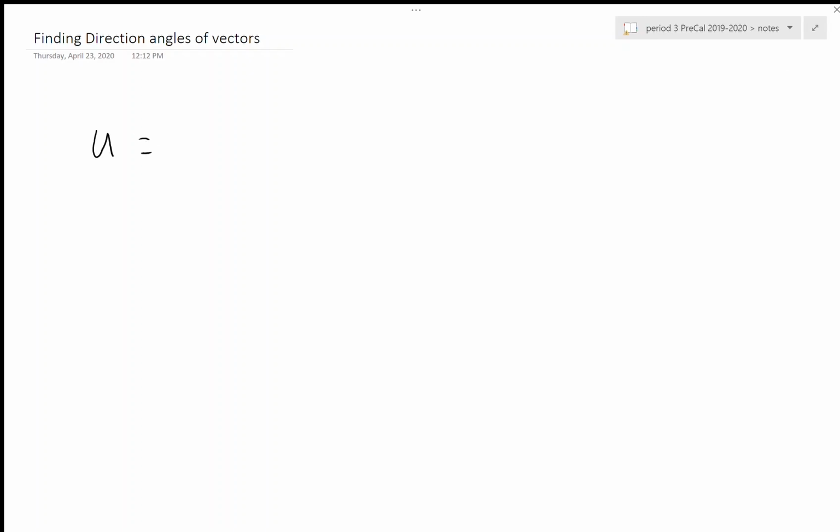Let's just say U is 3i plus 3j. And let's just say V is 3i minus 4j. All right. So to find the direction angle, it's real simple. You're going to use tan inverse, or arctan. Remember, that's how you press second tangent, and you get that on your calculator.